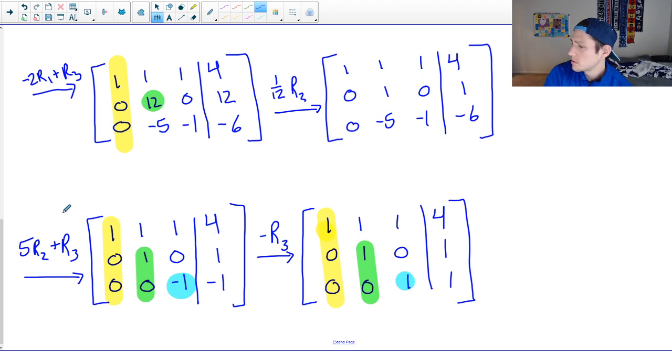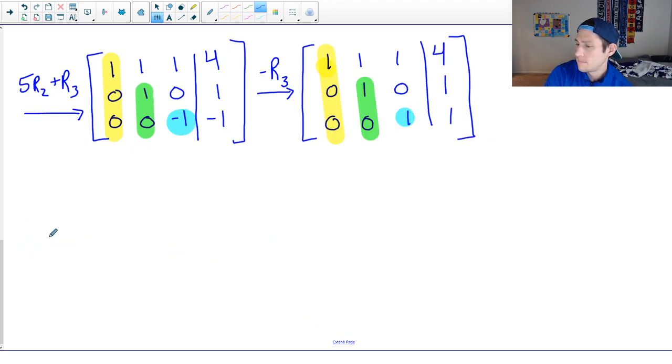So, for example, we're going to use this 1. This is already 0. That's awesome. That's helpful. So now I'm just going to worry about this becoming 0. So what do I add to 1 to make 0? -1. All right, so we'll do negative row 3 plus row 1.